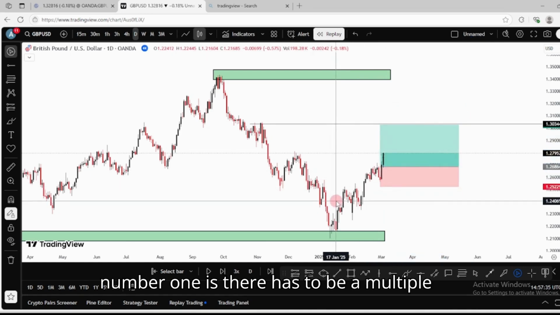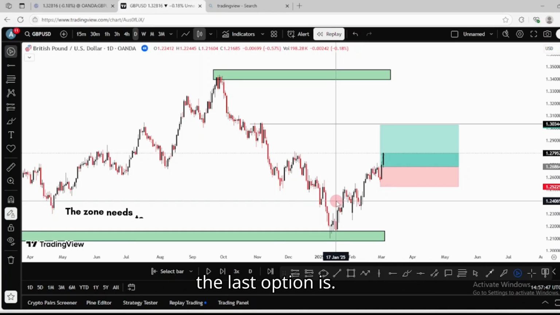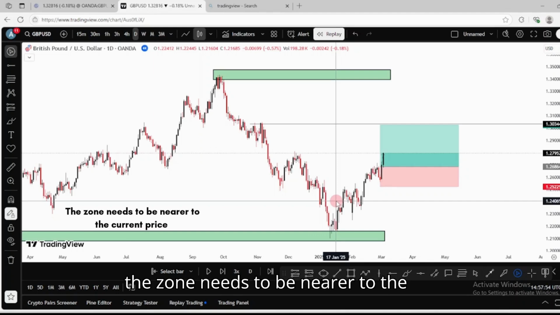Okay, option number 1 is there has to be multiple rejections around the place to take it as a massive key level or a strong key level. Option number 2 is price movement around the zone needs to be massive. Okay, and the last option is the zone needs to be nearer to the current price.